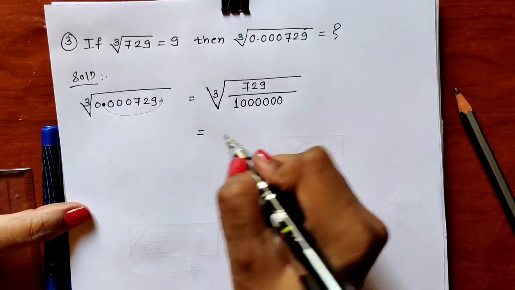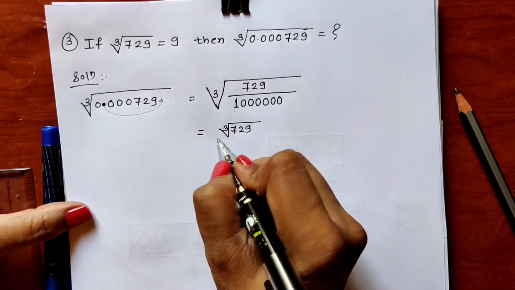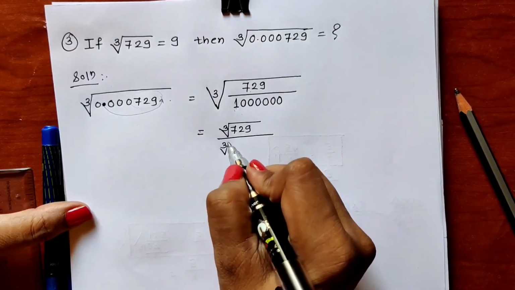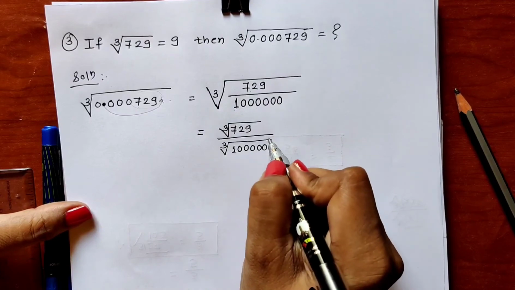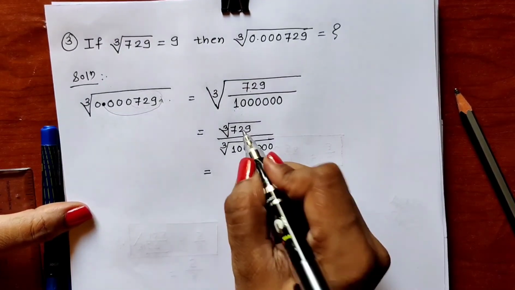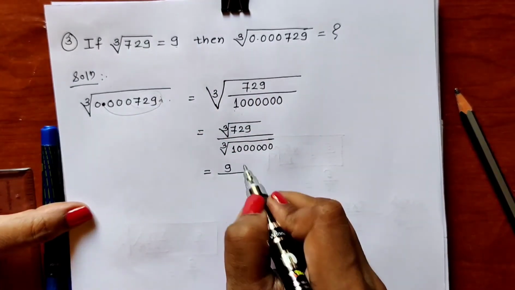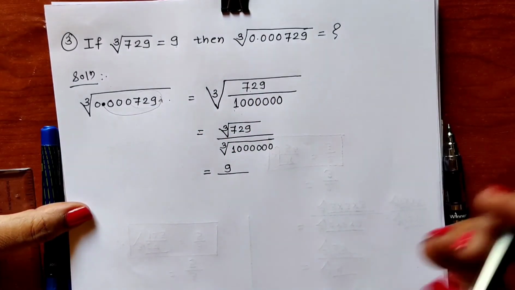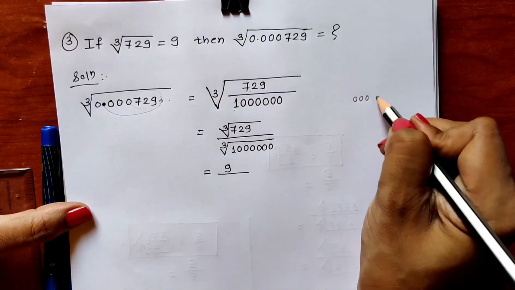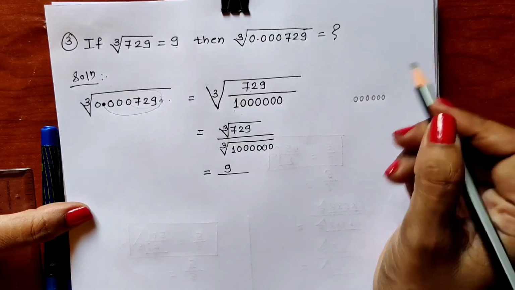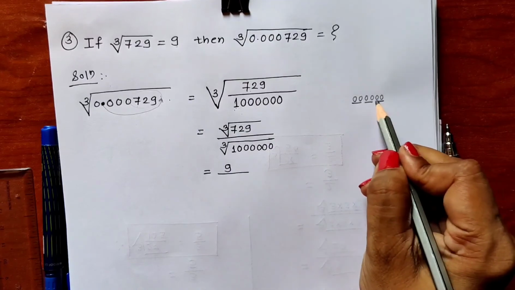Now we will separate the numerator 729 and the denominator, cube root of 10 lakh. So cube root of 729 is given to us. Cube root of 729 is 9. We should know the cube root of 10 lakh. Now see children, for 10 lakh, how many zeros are there? 1, 2, 3, 4, 5, 6. Okay. So that means 6 zeros are there.